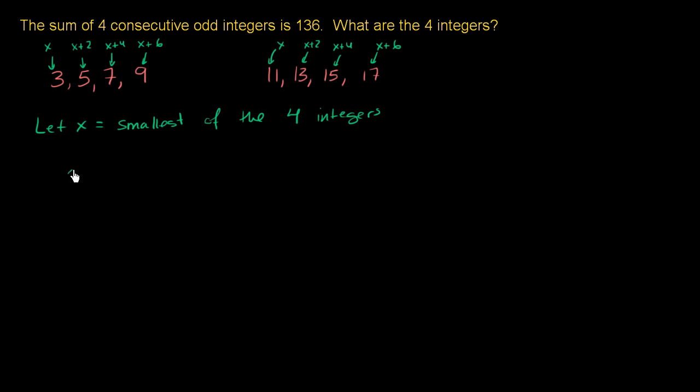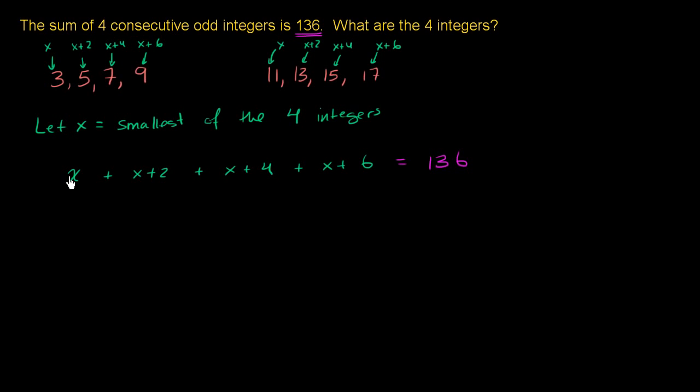So the smallest one is x. The next smallest one is going to be x plus 2. The one after that is going to be x plus 4. And then the one after that is going to be x plus 6. So this is the sum of the four consecutive odd integers, and they tell us that it is equal to 136. Now we can just literally solve for x. We have just one unknown here.